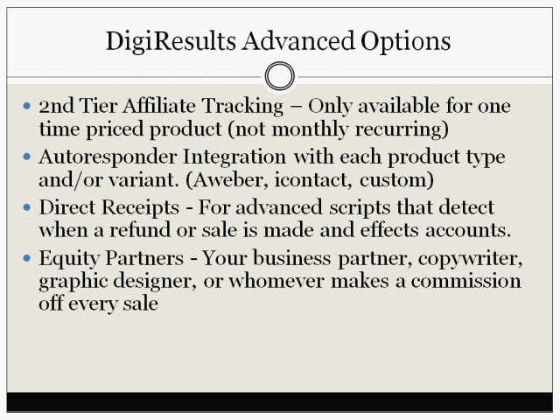The next option is called equity partners. Basically, every time a sale is made, whoever is your equity partner, it could be your business partner who might be earning 50%, or your copywriter who you might have agreed will earn 10% of every single sale, or your graphic designer, or whomever is going to make a commission off every sale. This is different than an affiliate.